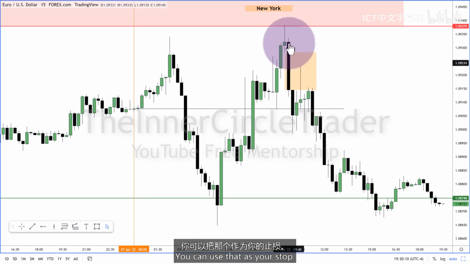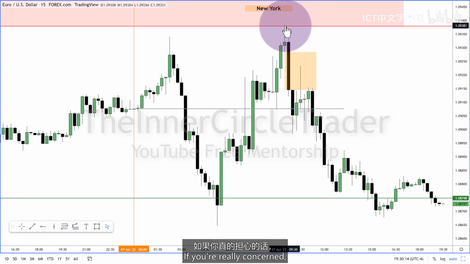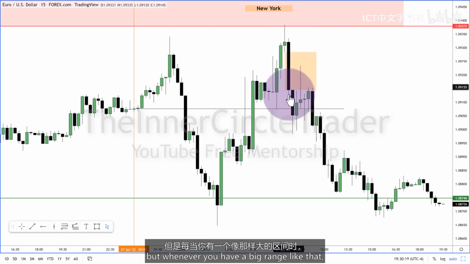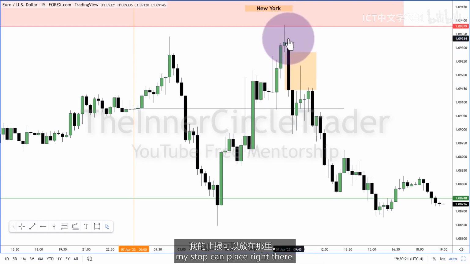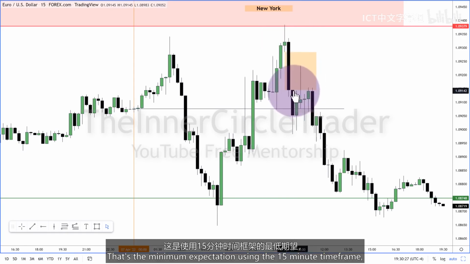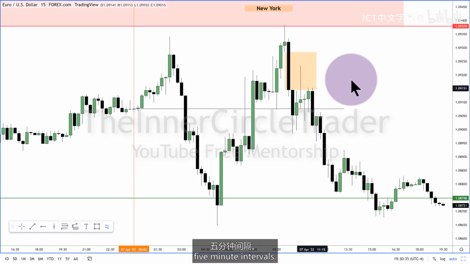The imbalance is really stretched out. You can use that as your stop. If you're really concerned, you can put your stop above the swing high. But whenever you have a big range like that, my stop can be placed right there. So your stop would be here, and you're going to go short here. That's the minimum expectation using the 15-minute time frame. But we're going to split the 15-minute time frame down into 5-minute intervals.